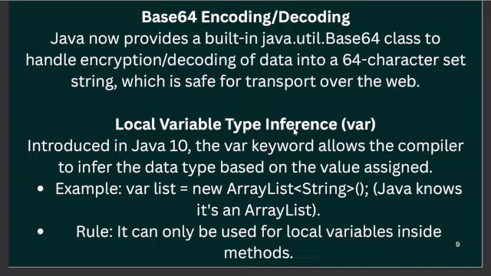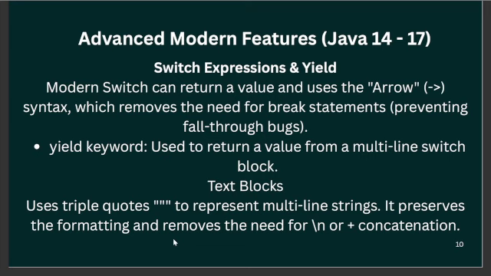The next will be local variable type inference, which is var. var is a keyword introduced in Java 10. Instead of writing the full data type, we use var list = new ArrayList<String>(), and Java automatically understands the type. This allows the compiler to infer the data type based on the value assigned, and the rule here is that it can only be used for local variables inside methods.